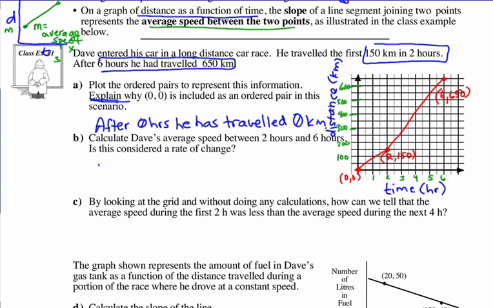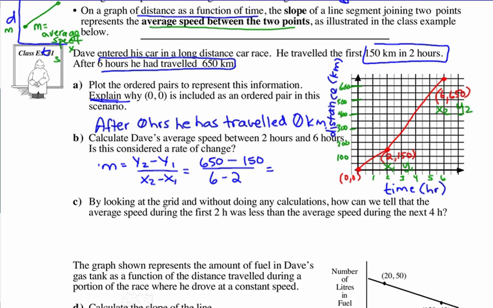Okay. Calculate Dave's average speed between 2 hours and 6 hours. So I'm going to label my points as usual, x1, y1, x2, y2. And we'll use our slope formula. So the slope formula is y2 minus y1 over x2 minus x1, and plug it in. So y2 is 650 minus y1 is 150 divided by x2, 6 minus x1, which is 2. And we want to subtract those.